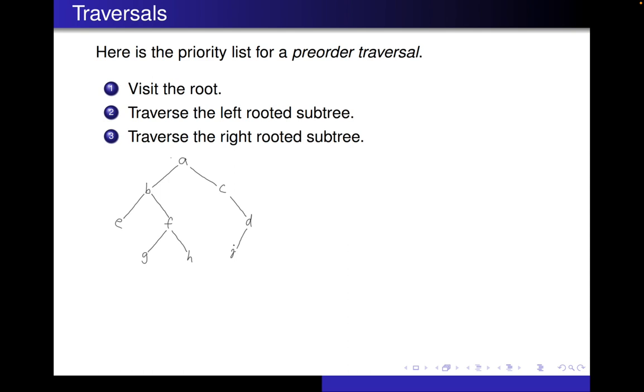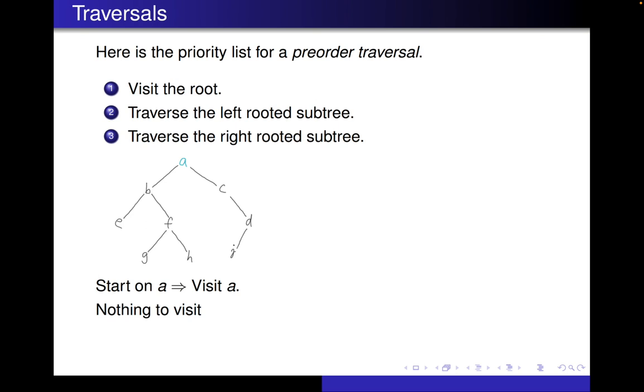So here's what it's going to look like on our example graph. We're going to start up at the root, which is A. And our first priority is to visit the root, so we're going to go ahead and visit A. I'm going to denote all the visited vertices by turning them blue. Once I turn them blue, that means we visited them.